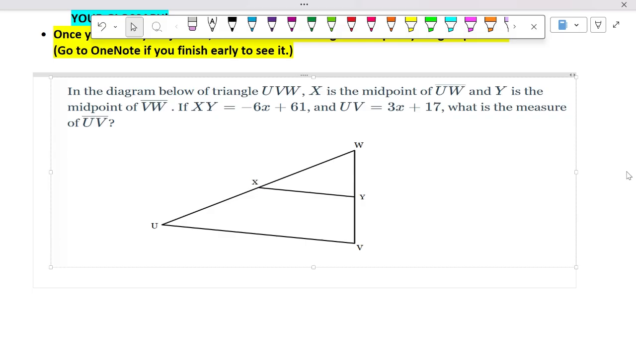So if this is 38, what would this segment length be without actually having to evaluate for x? 19. It's half. All right. So that's a way that you can check yourself. If you want, you can plug x in for negative 6x plus 61. If you don't get 19, you did something wrong. Because it should be half.